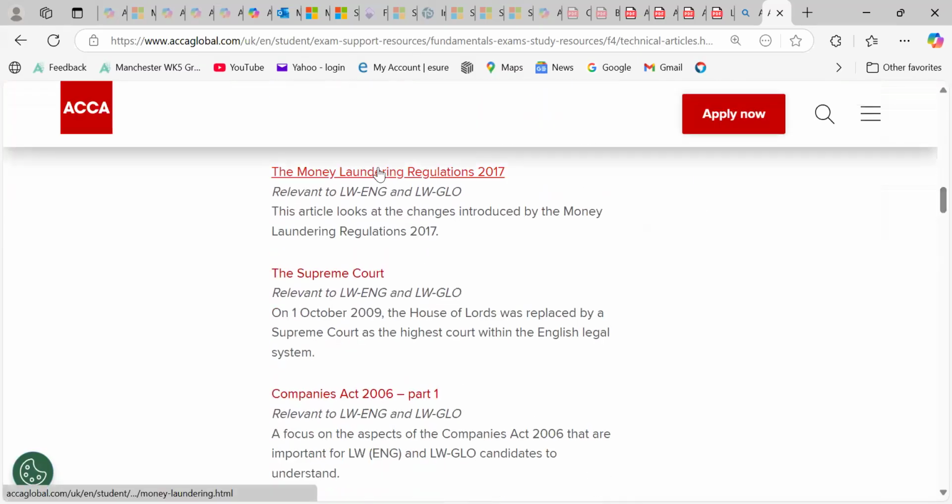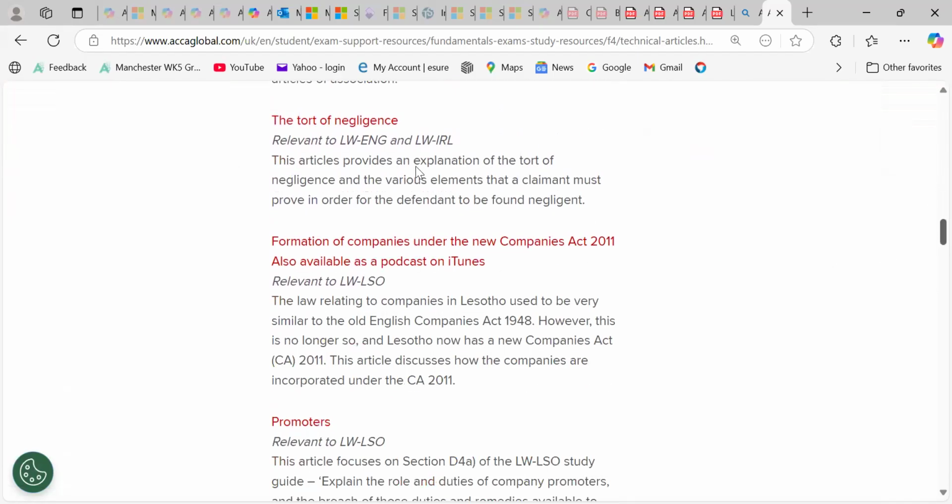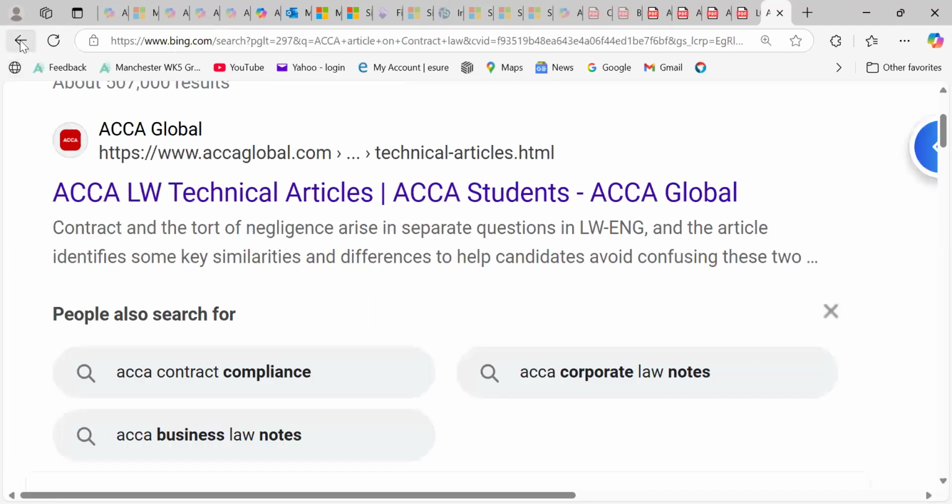You see the money laundering we have here. You will see the courts in the Companies Act 2006. You can pick tort law, negligence, and embed an example from these articles if you want. Those are wonderful tools to use. Okay, any questions there?